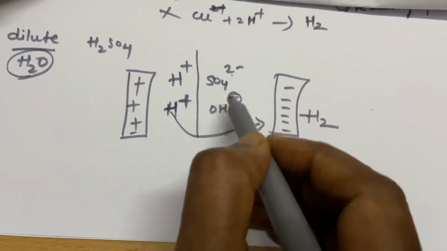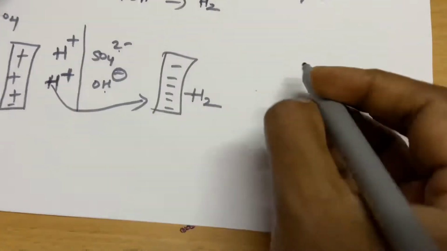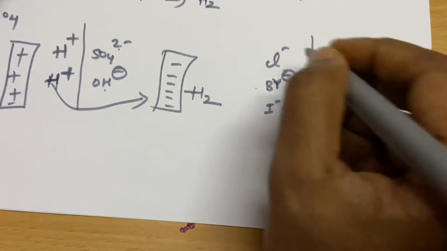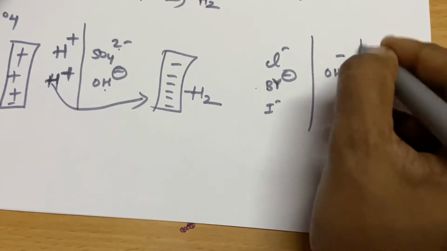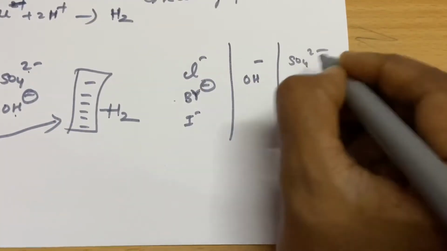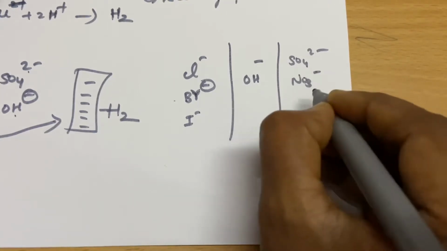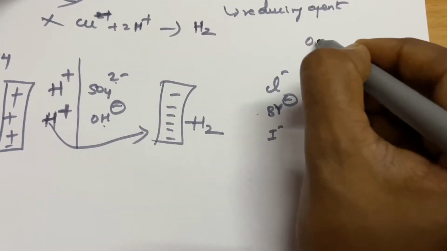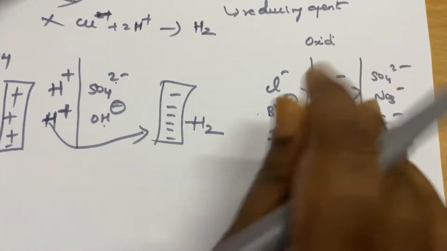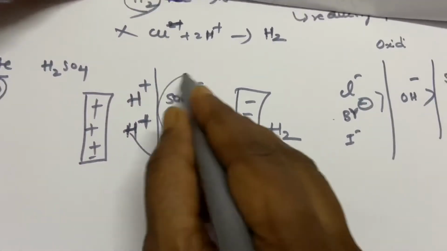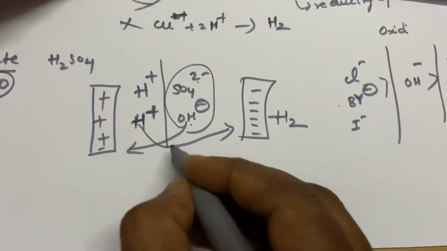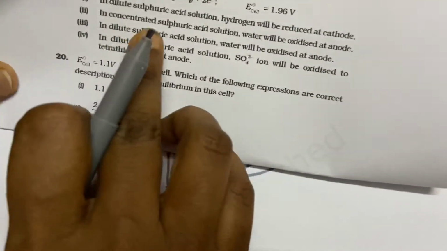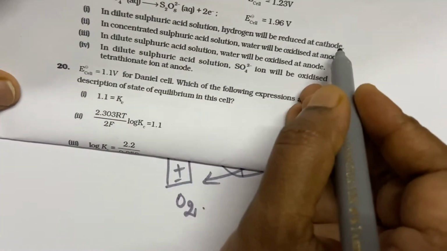Between sulfate and OH-, before itself I told you the trick. If you have halogens, they will be preferentially oxidized in the presence of OH- ions, and the last preference is your sulfate, your nitrate, your fluoride, etc. This is the order of getting oxidized. So here, which one will win the competition? Your OH- will reach the anode and get oxidized to O2. This is what happens here. In dilute sulfuric acid solution, hydrogen will be reduced at cathode. This is the correct thing.